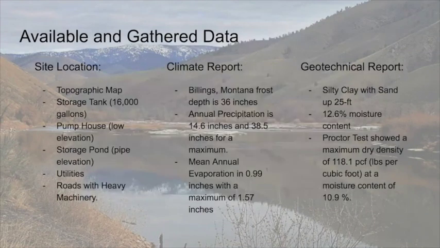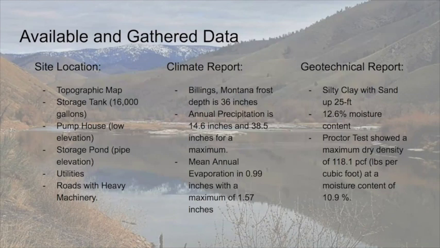For this site, we were given available data and some data that we gathered. The available data given was a topographic map of the site location from our sponsor, Adam Jordanius, from Hydrometrics. He gave us a topographic map that contained a storage tank and the sizing of the storage tank, the pump house, and the location of the utilities and where everything else is at. Additional data that we gathered from him was the location in which we could use for this site.